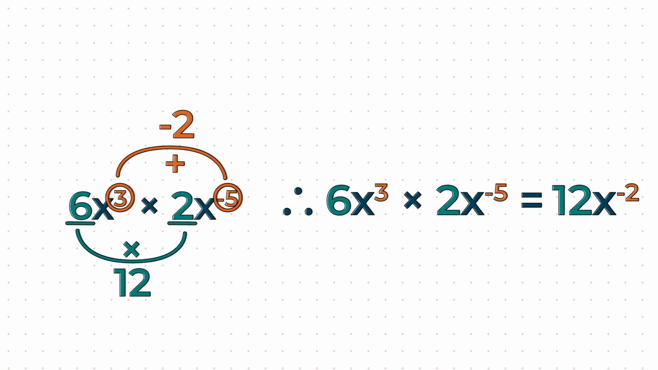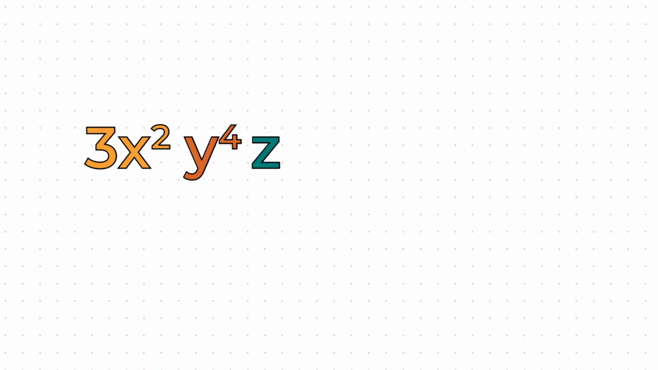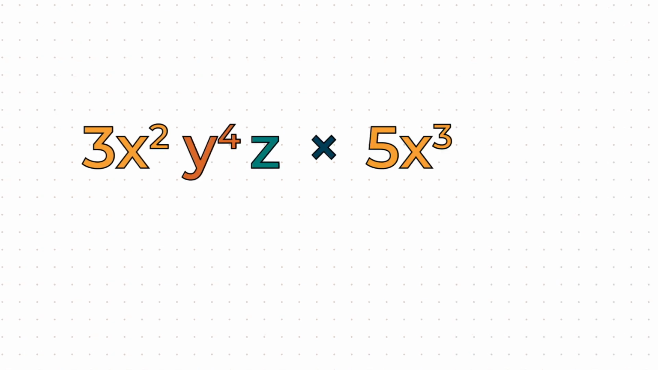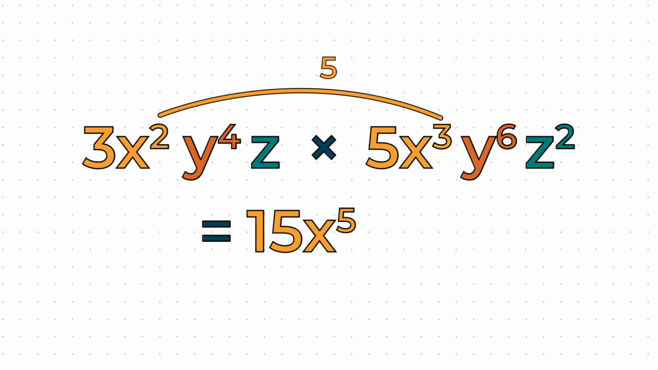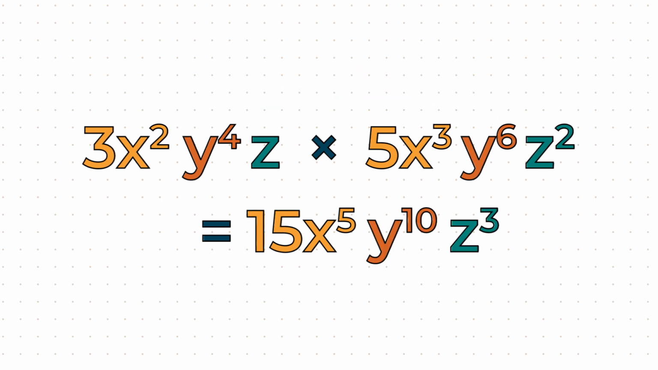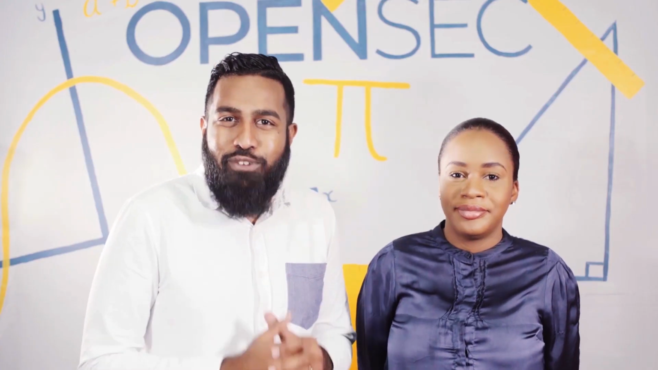Now, let's look at a term with mixed variables. 3x squared y to the power of 4 z times 5x to the power of 3 y to the power of 6 z squared is equal to 15x to the power of 5 y to the power of 10 z cubed when applying the indices rule for each respective unknown, meaning multiply x's with x's, y's with y's, and z's with z's.